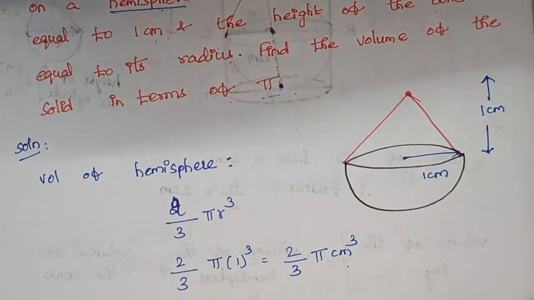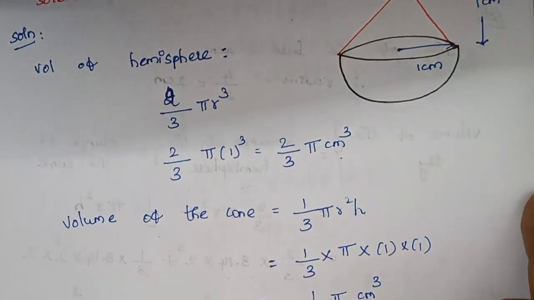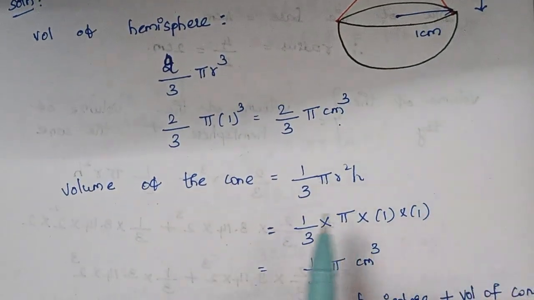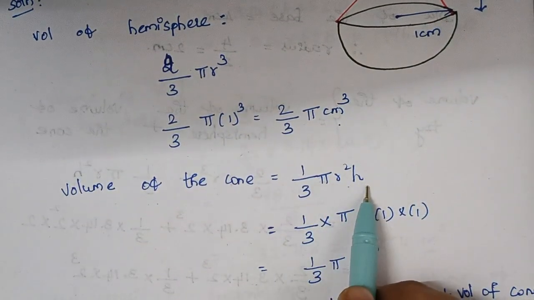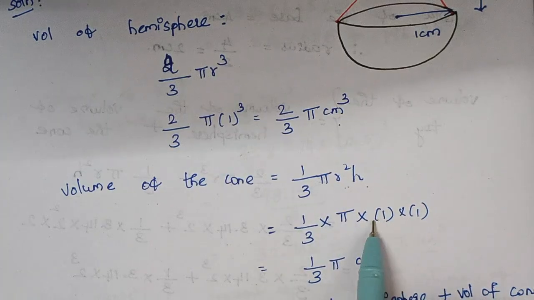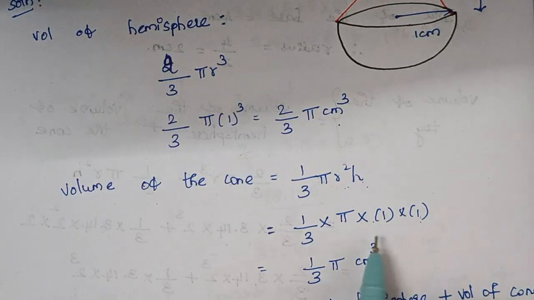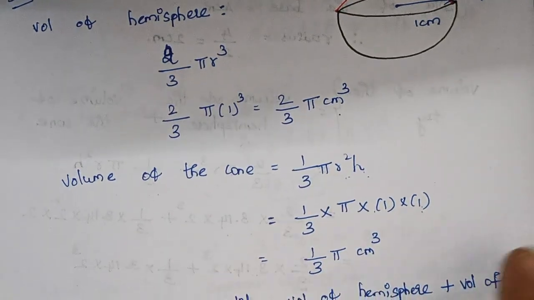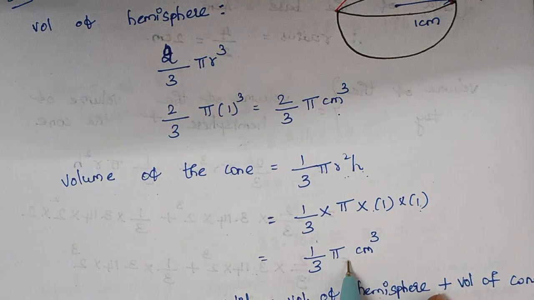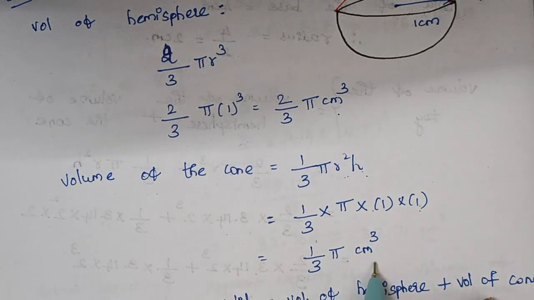The next one is the volume of the cone. The volume of the cone is given by the formula 1 by 3 pi r square h. Again the value of r is 1 and h is also equal to 1. So here again we will have 1 by 3 pi centimeter cube.